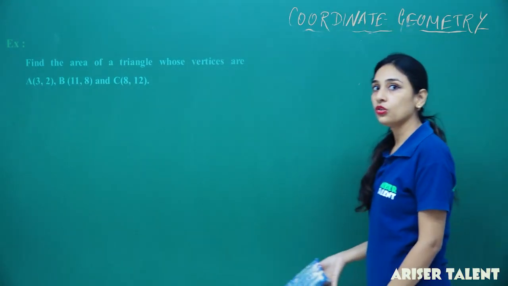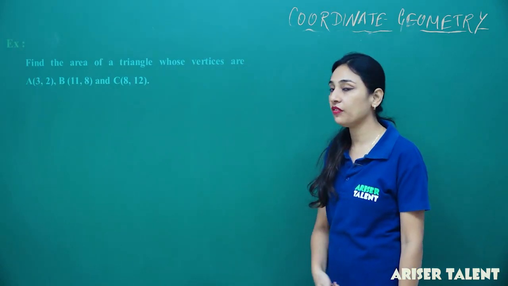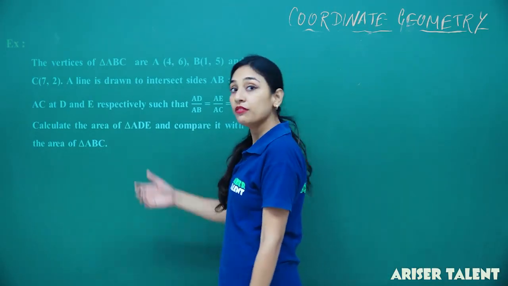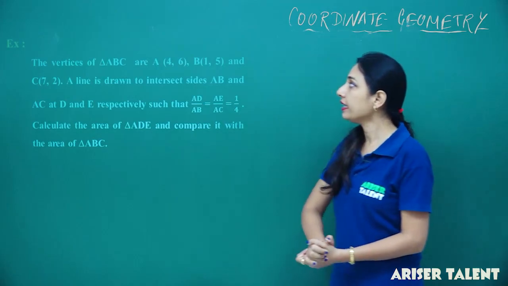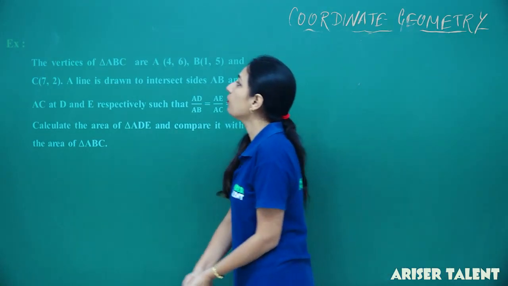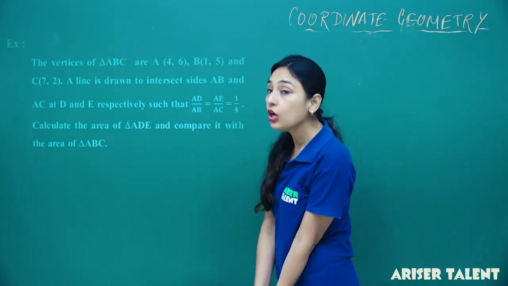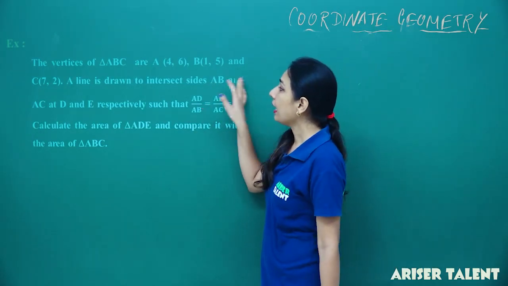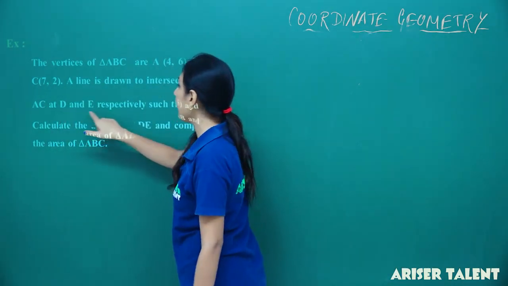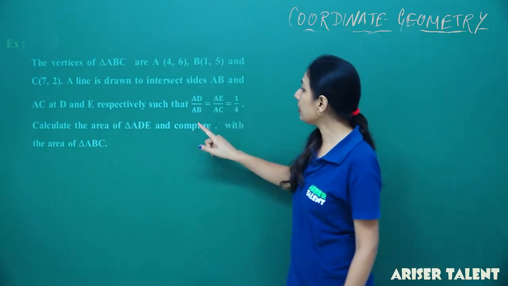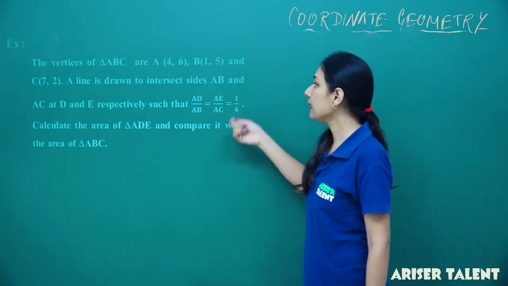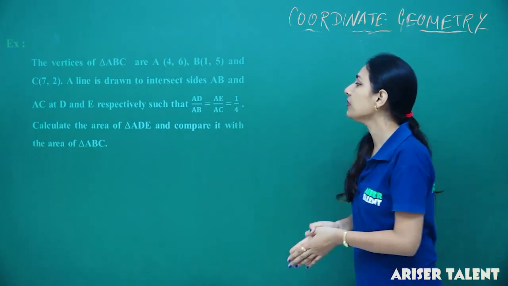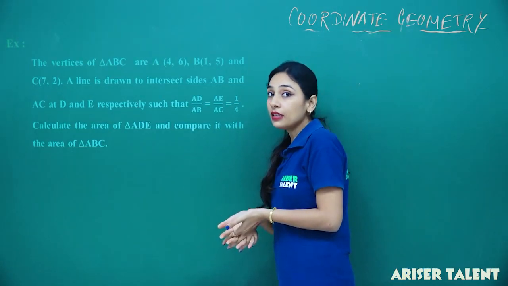Okay guys, so this is about this question, and now we'll be having the next question, which is the vertices of triangle ABC for sure. A equals to 4,6, B equals to 1,5 and C equals to 7,2. A line is drawn to intersect sides AB and AC at D and E respectively, such that AD by AB equals to AE by AC equals to 1 by 4. Now ratio is given. Calculate the area of triangle ADE and compare it with the area of triangle ABC.